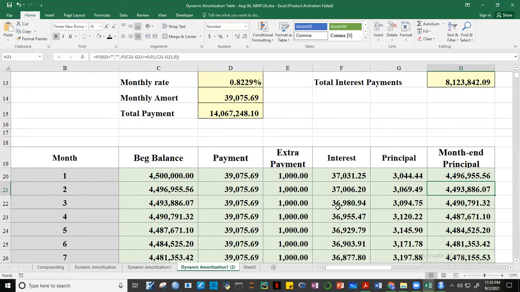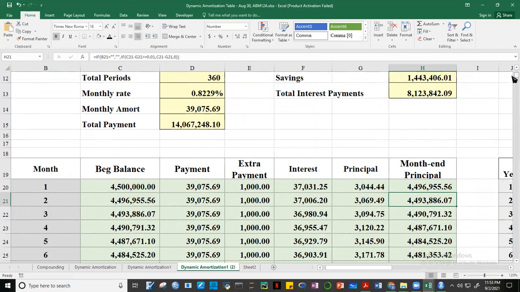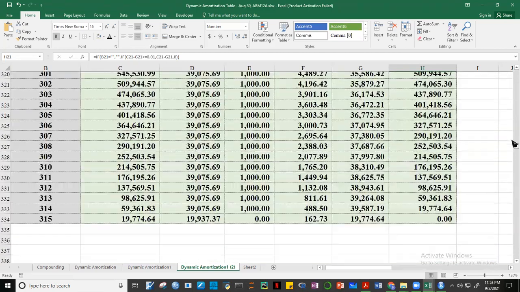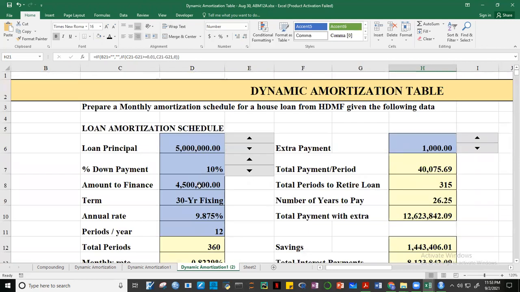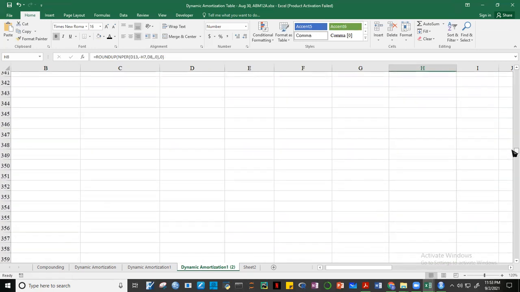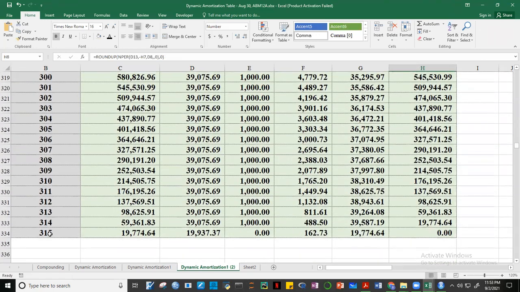Okay, so what we did was to copy this down. We said that we'll copy it way down. Okay, and let's just check our last amount here. So for this one, we're still using 30 years with an extra payment of 1,000. It says here that the number of months it will take us to completely pay the loan is 315 months, and that's reflected here. It's 315. Okay, so this is correct, 315.